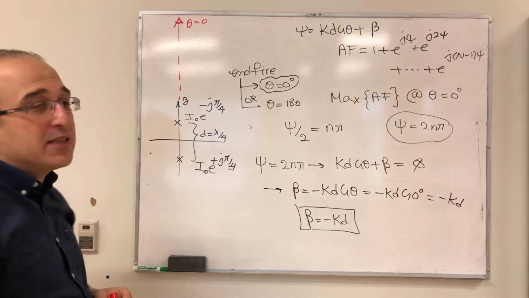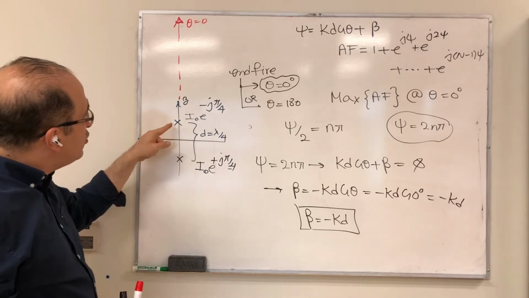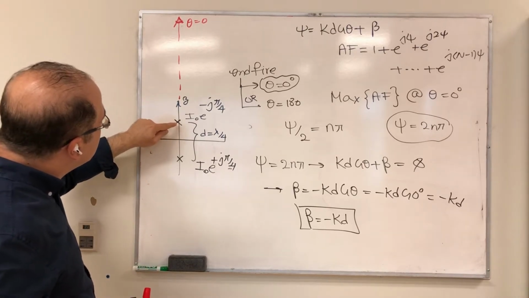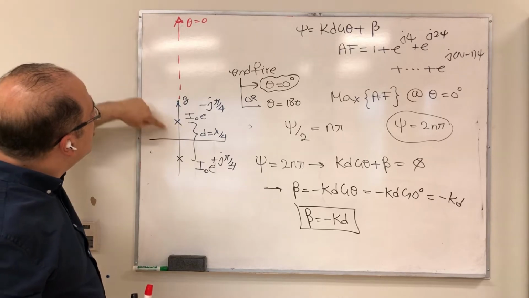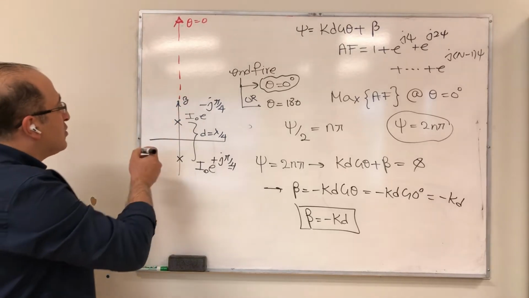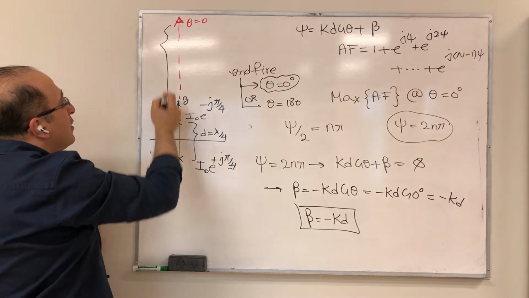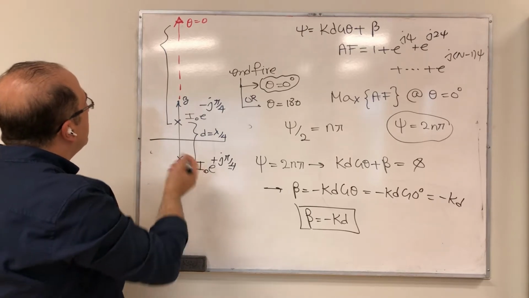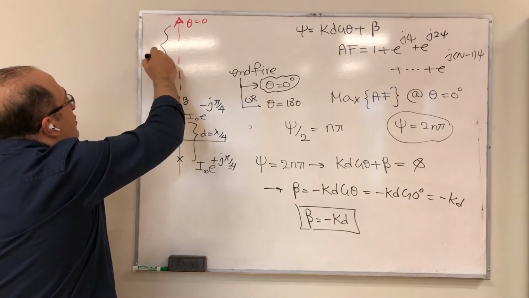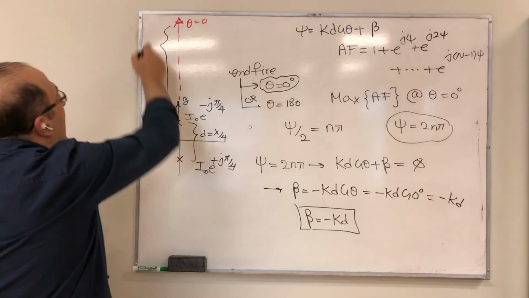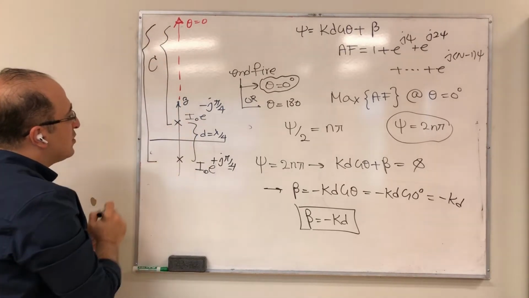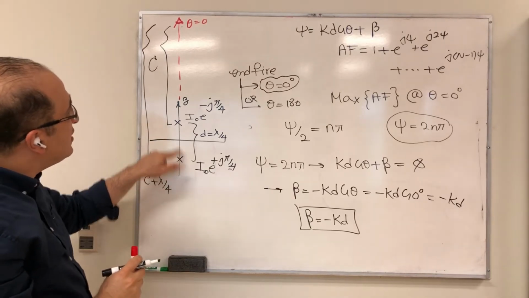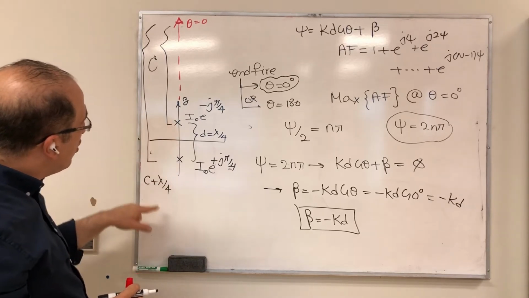How do you check if this is the maximum? To be maximum, these two need to arrive in phase at the observation point. Now, how much does the signal from this antenna need to travel to get to here? So let's say it needs to travel some distance. Let's call it, for example, capital C. It needs to travel this much. How much does this second antenna need to travel? It's C plus lambda divided by 4, because this needs to travel more.